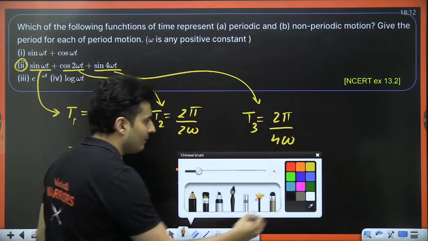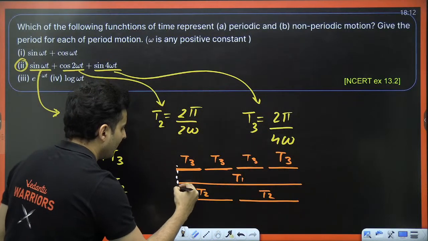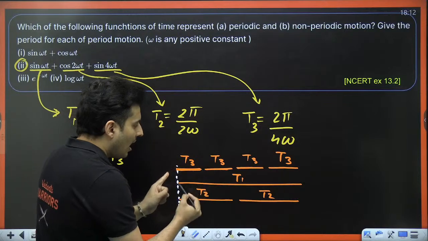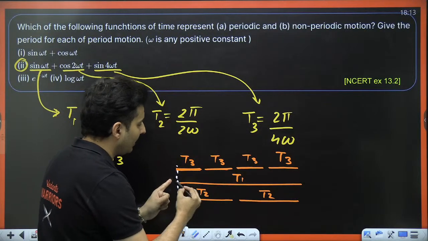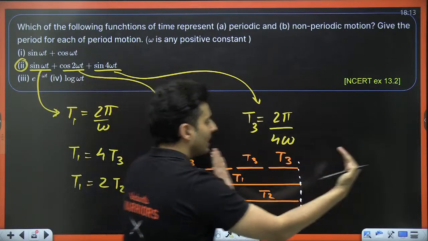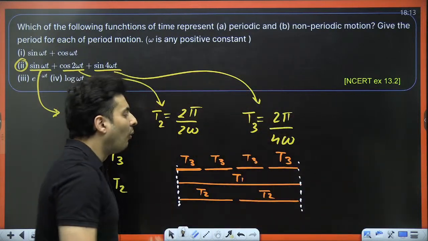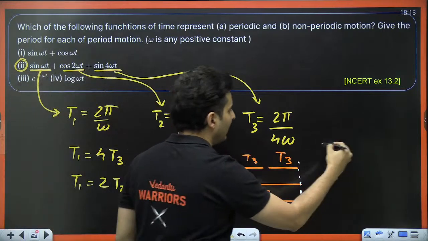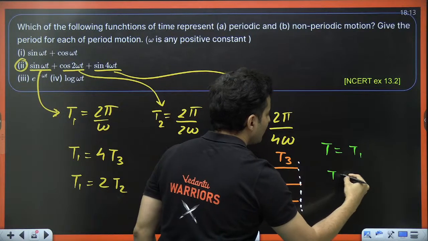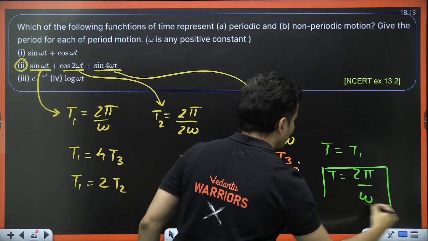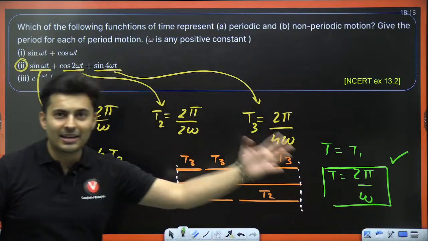If you see over here, if I started right over here, after T3 it is not repeating. After T2 also it is not repeating. After T1, it's exactly the same thing. This block gets repeated. So what is the actual time period? My dear warriors? It will be T1. So T1 is nothing but 2 pi by omega. So that is also periodic in nature.